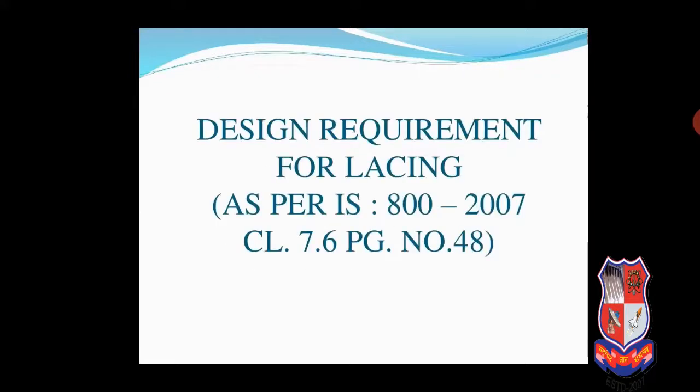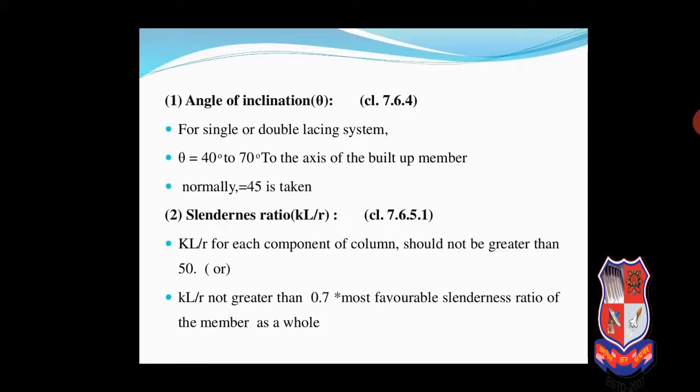Now we start the design requirements for lacing as per IS 800. It starts at clause number 7.6, page number 48. The first requirement is the angle of inclination, denoted by theta. It is given in clause number 7.6.4. For single or double lacing, it may vary: theta may be 40 degrees to 70 degrees to the axis of the built-up member.